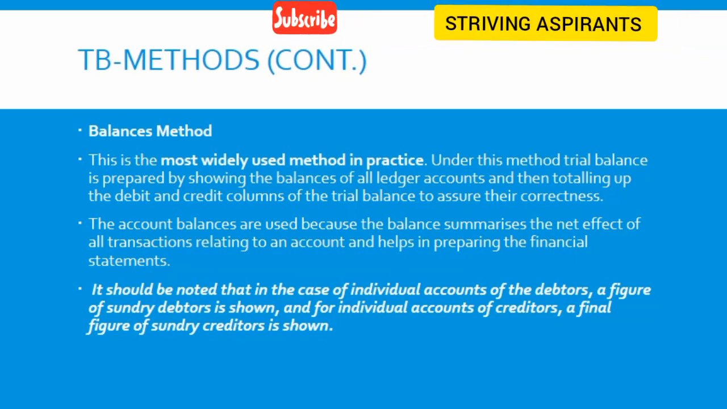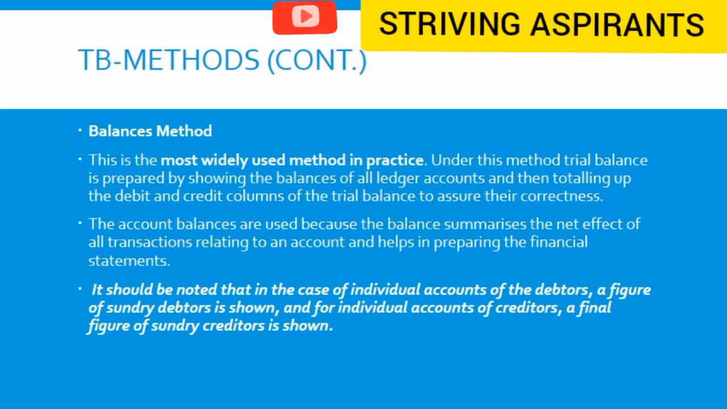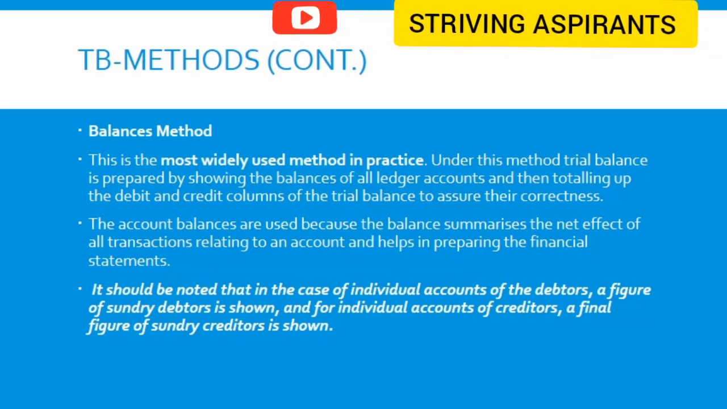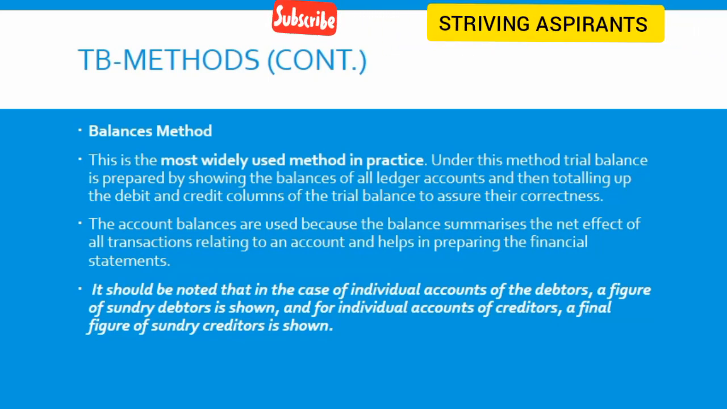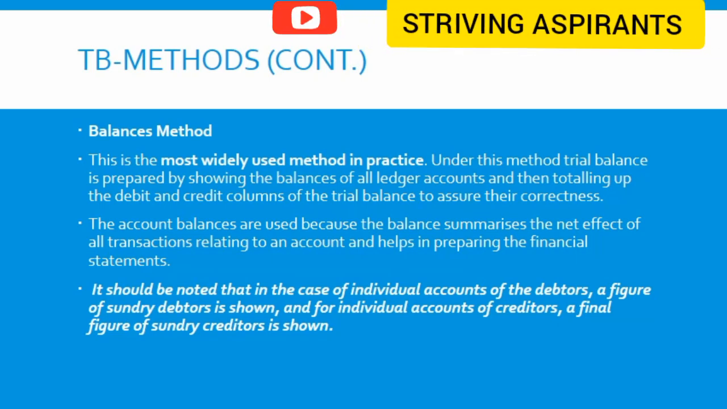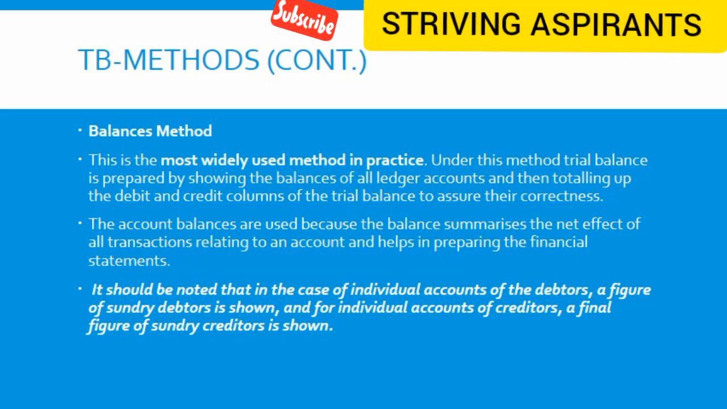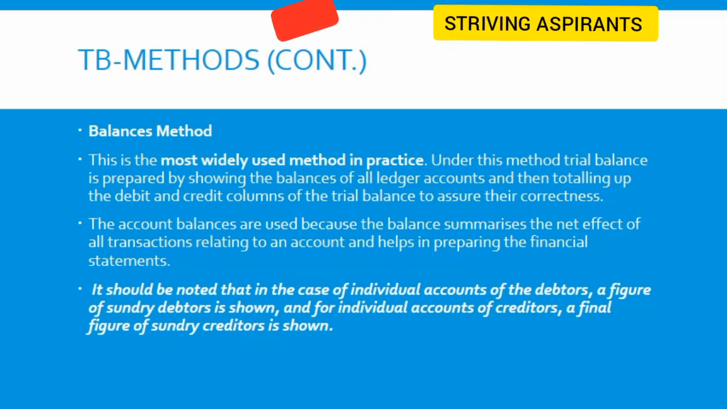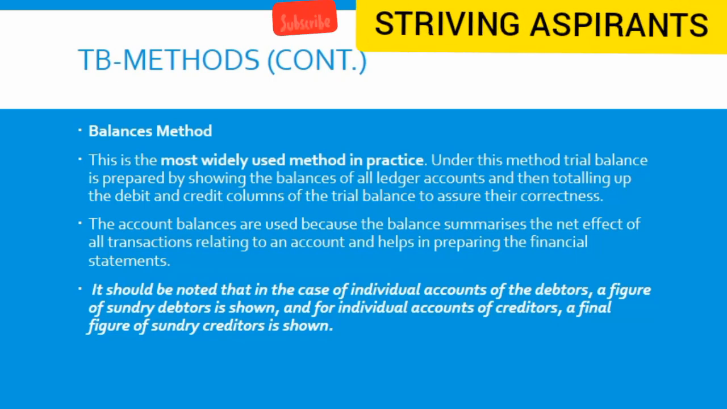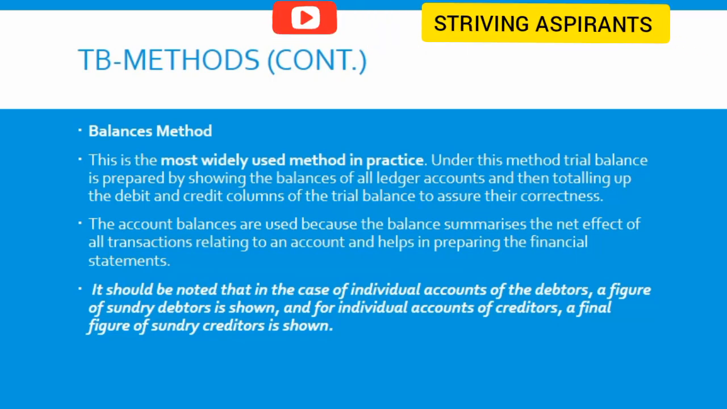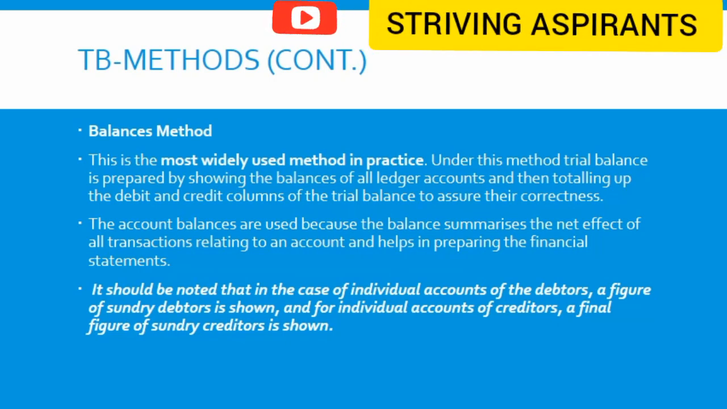But the case of this one, the balances method, is different. Here the closing balance is the point. That closing balance amount is carried to the debit and credit columns of the trial balance. Here we are taking the account closing balance because those balances summarize the net effect of all the transactions relating to that particular ledger account. So that will help to prepare the financial statements.